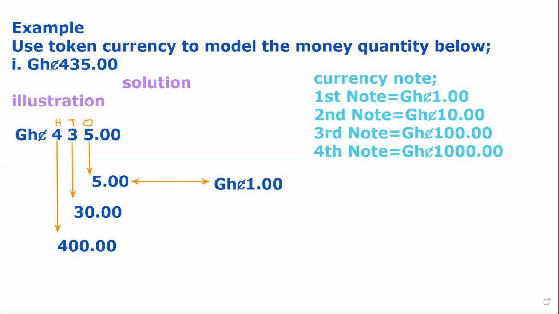Now, let's choose the currency note for the 30 Ghana cedi. The currency note that is much closer to the 30 Ghana cedi is the 10 Ghana cedi. 10 Ghana cedi will be much approximate to the 30 than the 100 Ghana cedis. So we choose the 10 Ghana cedis here to model the 30 Ghana cedis.